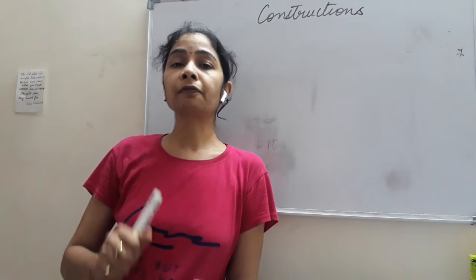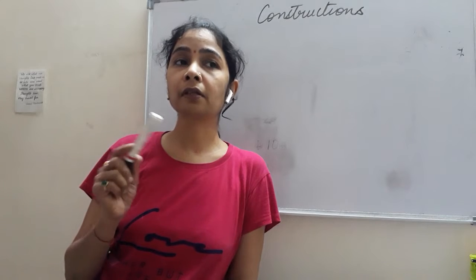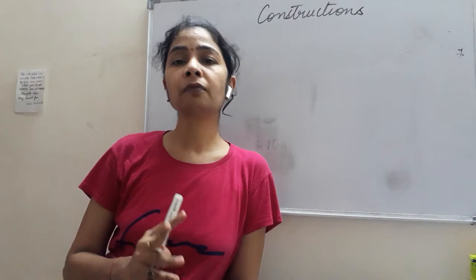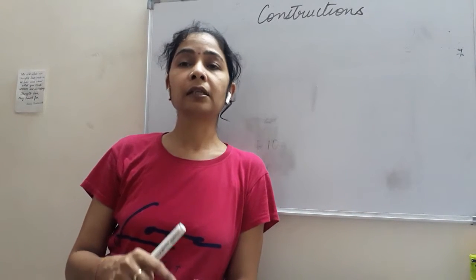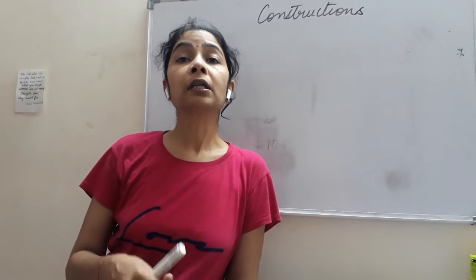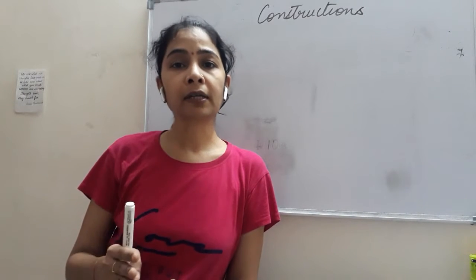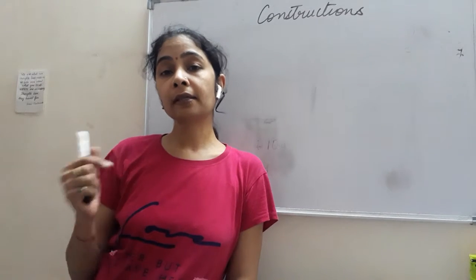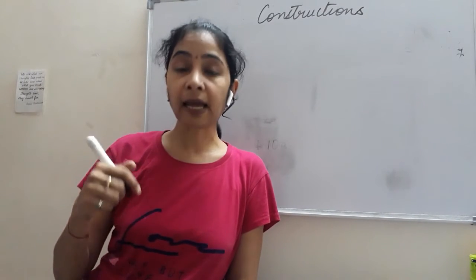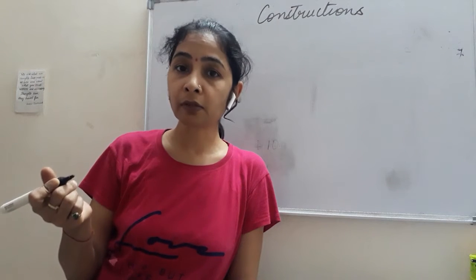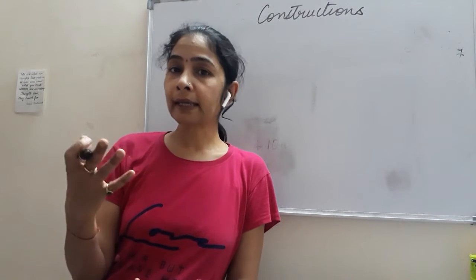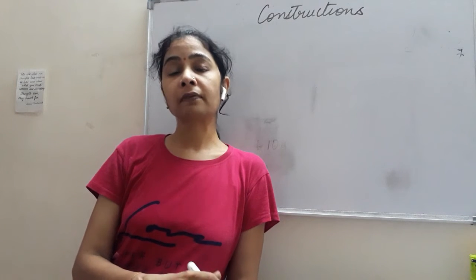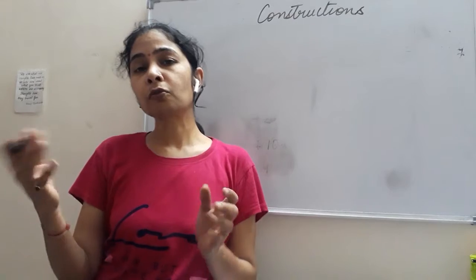In triangles, we have different criteria with the help of which we do the construction. We need at least three pieces of information for the construction of a triangle. Either the three sides should be given, or two sides and one included angle should be given. That means the SAS criterion should be given, or the ASA criterion should be given. That means two angles and the included side should be given to us, or a right angle, hypotenuse and side should be given to us if it is a right angle triangle.